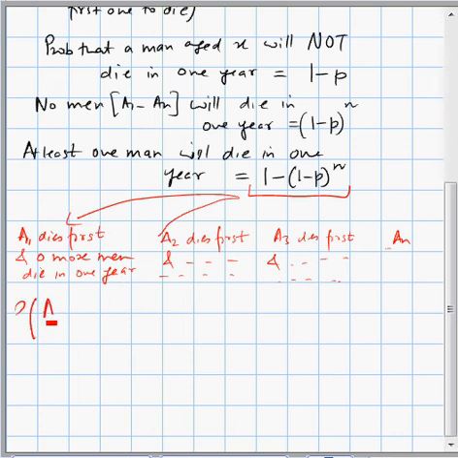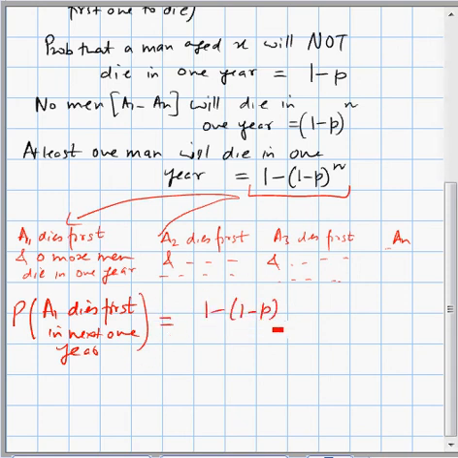The probability that A1 dies first in the next 1 year equals the probability that at least one of them dies divided by n. We are dividing by n because these are n equal cases, so we have to divide this into n parts equally. So the portion of one part would be this divided by n, right?